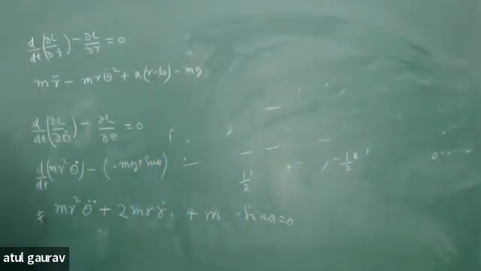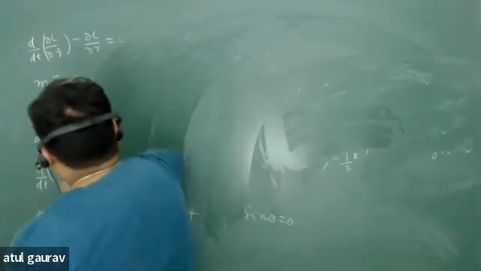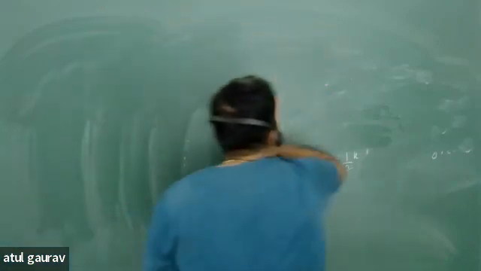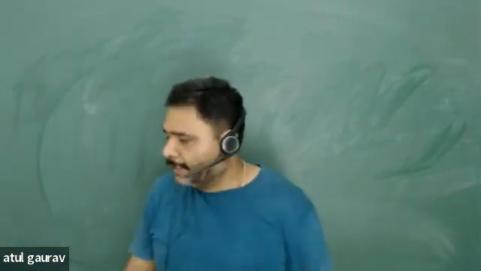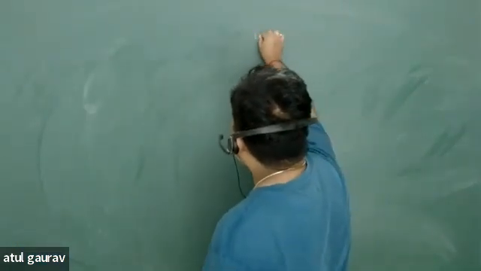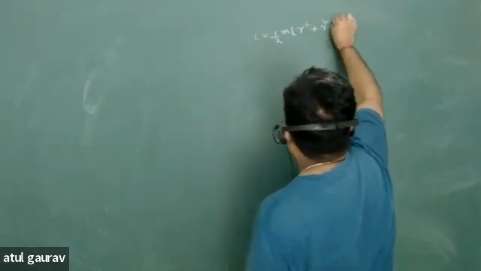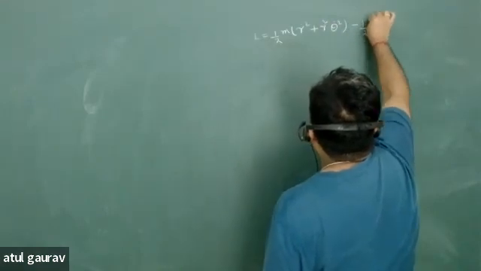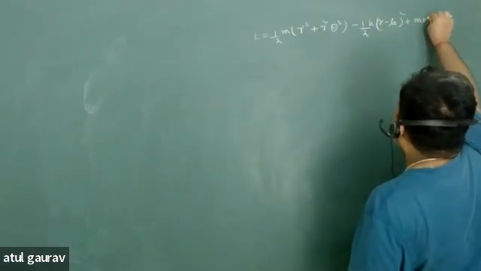Okay, so let's go for the next problem. Next we will go for the moving pendulum, and let's analyze this thing a little bit. Let's analyze this particular problem. This is also very interesting. The Lagrangian is L is equal to half m (r dot square plus r square theta dot square) minus half k (r minus L naught) whole square plus mgr cos theta.